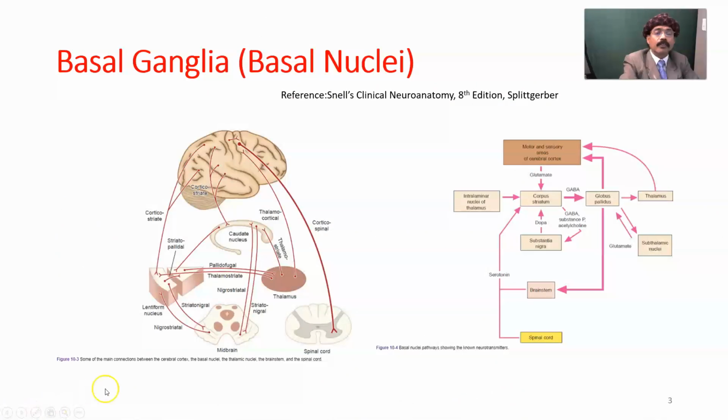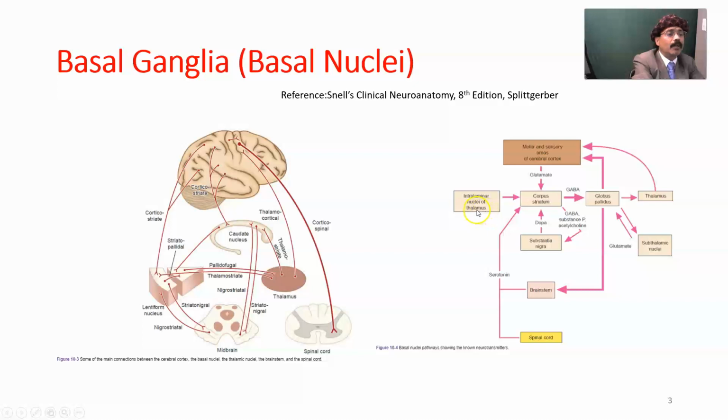So this is the caudate nucleus, this is the lentiform nucleus. Then this is part of the midbrain and here is the substantia nigra. It is connected to the lentiform nucleus. It carries information to the basal ganglia, then sends it back again to that area or to the other area, and this is the motor and sensory areas of the cerebral cortex, and the neurotransmitter is glutamate going to the corpus striatum.